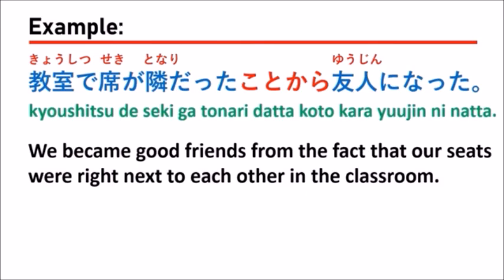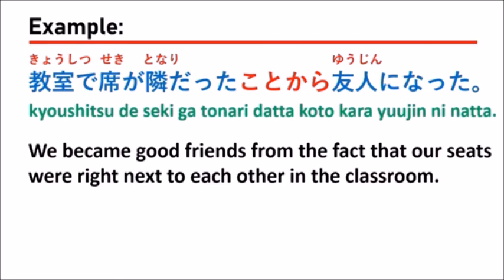In this sentence, we'll focus on how to use Kotokara. You see that they use a noun, right? The noun here is tonari, which means just around you. So tonari datta is the past tense form, tonari datta Kotokara, right?